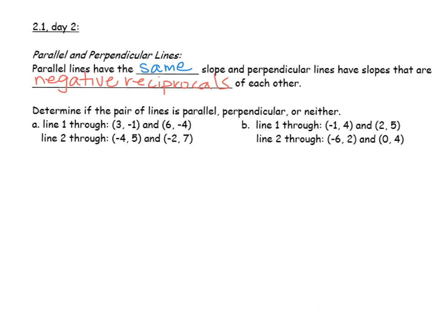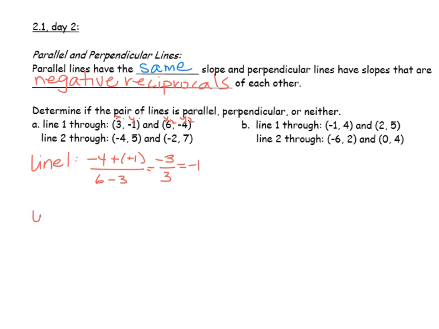Determine if the pair of lines is parallel, perpendicular, or neither. It says the line through the 2 points, what we'll do is we'll just identify them as x1 and y1, x2 and y2. For line 1, let's calculate the slope. If we do y2 minus y1 divided by x2 minus x1, the double negative would make a positive, and we have negative 4 plus 1, which is negative 3, over 6 minus 3, which is positive 3, and that equals negative 1.